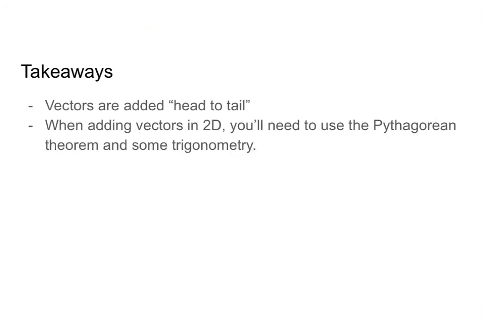So this is a bit of a long video, so let's go ahead and talk about takeaways. First of all, vectors are added head to tail. And secondly, when you are adding vectors in 2 dimensions, you'll need to use the Pythagorean Theorem and remember your trig.